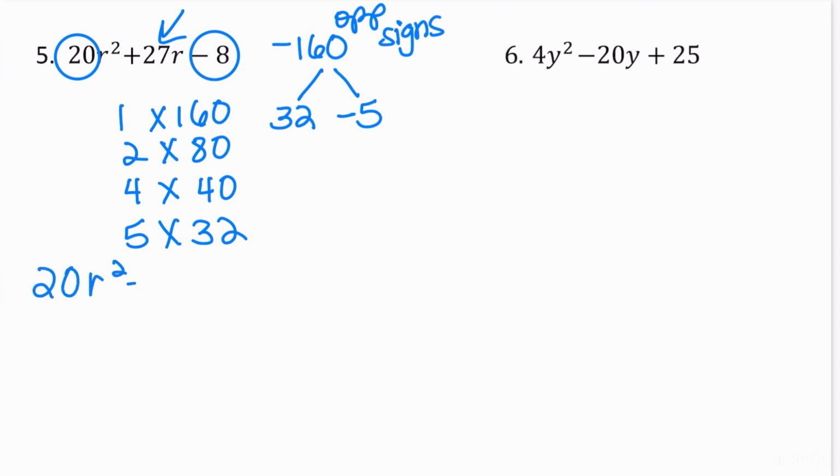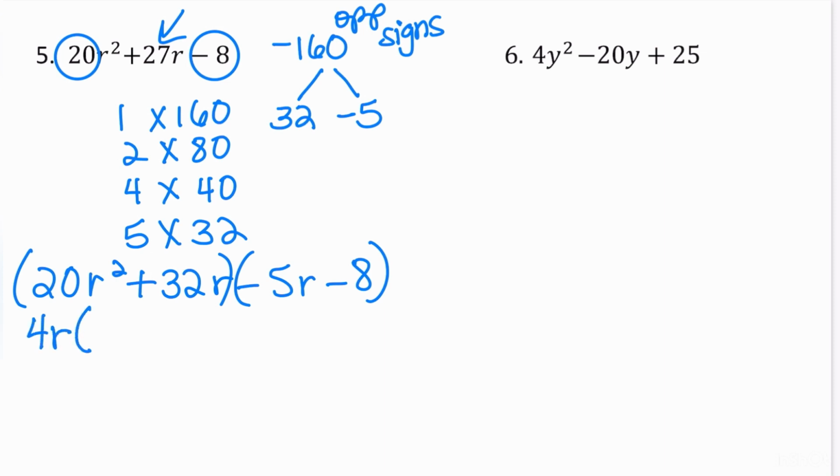20r squared plus 32r minus 5r minus 8. Group the first two together and the last two together, including the minus. 20r squared plus 32r, they are both divisible by 4, which would give me 5 and 8. So I'm going to take out 4r, and I'm left with 5r plus 8. Then they're both divisible by negative 1. So go ahead and factor out a negative 1, and I'm left with 5r plus 8.